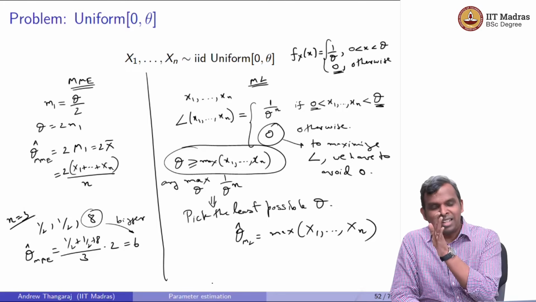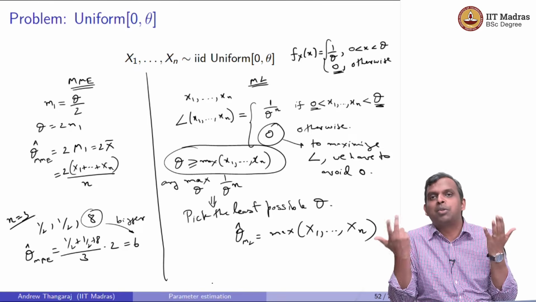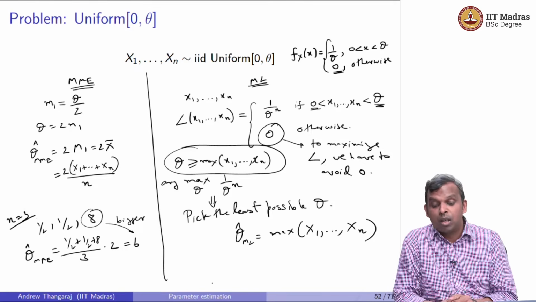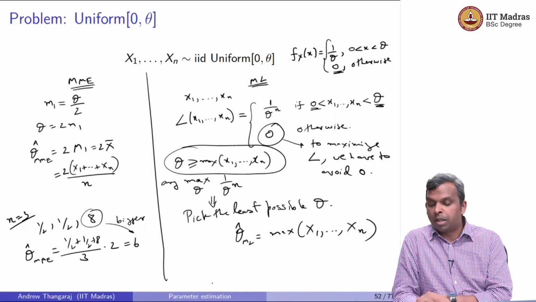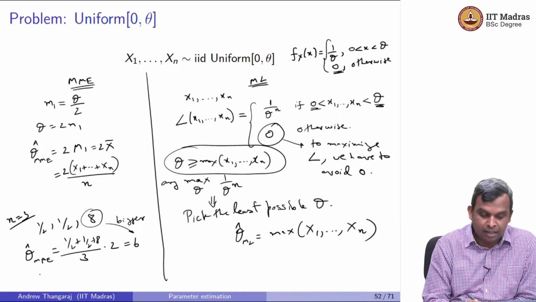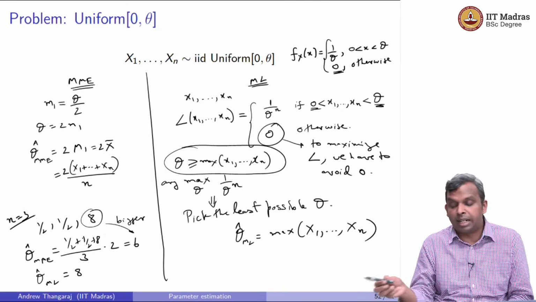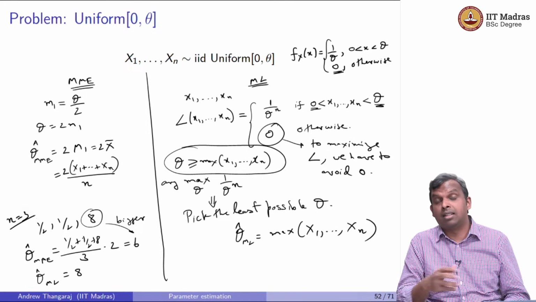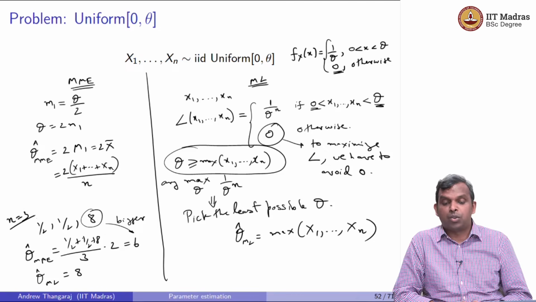You predict any theta inside the maximum, your likelihood is 0. Why will you ever predict that? It doesn't make sense. So you have to predict theta hat ML to be the max of these. So in this case, theta hat ML will be equal to 8. You'll predict 8, you won't predict 6 like the MME estimator is doing.